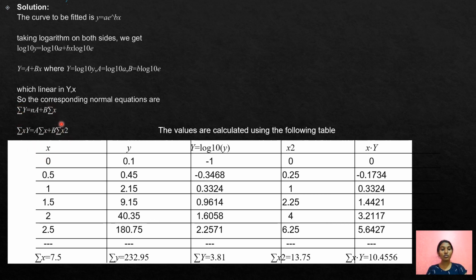We are going to find the unknowns to substitute in this formula by this table. First we write x values and y values, and we find Y by log to the base 10 y, and x square and x into y. For finding the Y values, we substitute all the y values that are given, and we find the summation of Y. For x square we square the values of x and find the summation of x square. For x into y we multiply x values and Y values and find the summation of x into y. So these are the required values for substituting in the normal equations.